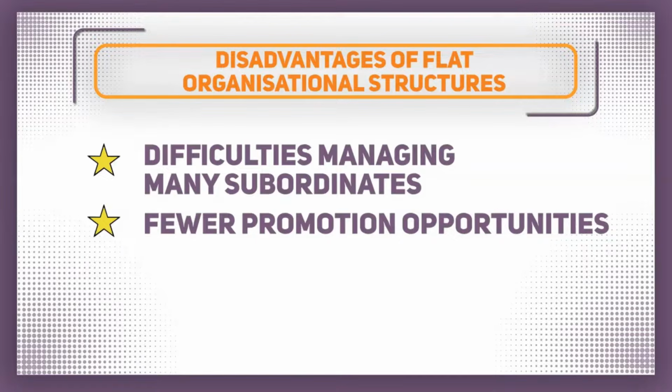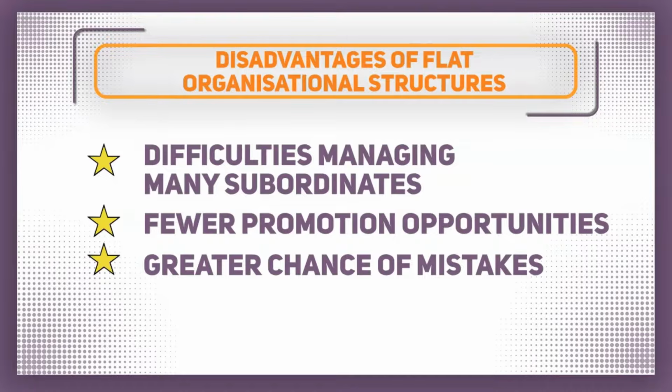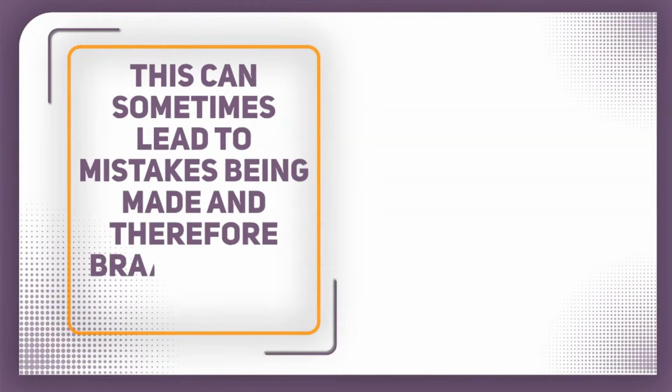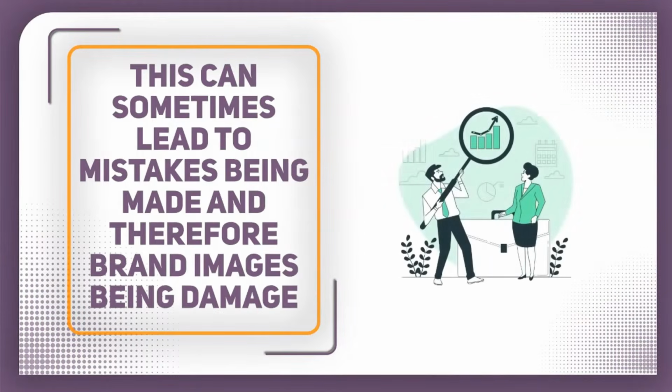And finally, in a flat structure, there is a greater chance of mistakes being made. This is because there are fewer layers involved in approving a change. For example, if a manager in a flat structure decided to make an operational change, they are likely to have the freedom to simply do so, whereas in a tall structure, it would probably need to be signed off by people further up the food chain. This can sometimes lead to mistakes being made, and therefore brand images being damaged.